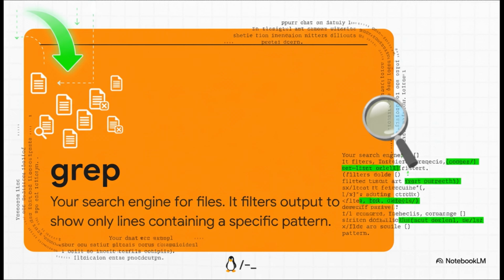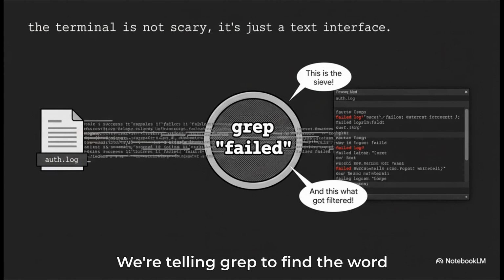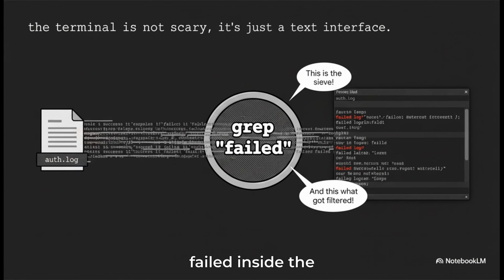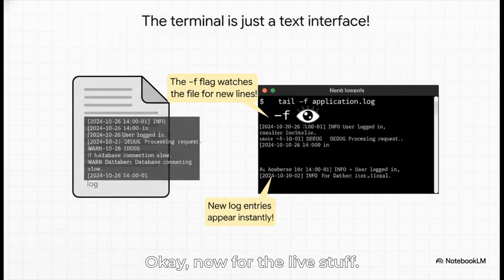It's a lifesaver. For example, look at this. We're telling grep to find the word failed inside the authentication log. Instantly, it pulls out every single failed login attempt. Imagine trying to find those by hand. No way.